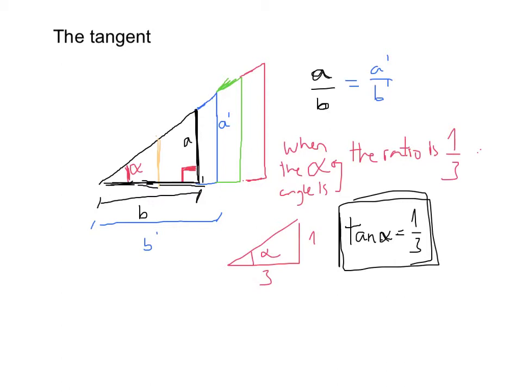But since all triangles have exactly the same ratio, as long as this angle is the same, the only information I need is the angle. Therefore, whenever I have that angle, I have this ratio. So all the information I need is the angle, and therefore I have this function which is available in my calculator called tangent. So I just say tangent of this angle, and it will give me the ratio of the sides of the triangle. Now let's take a quick look at how to use it.